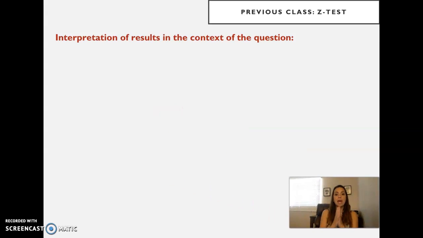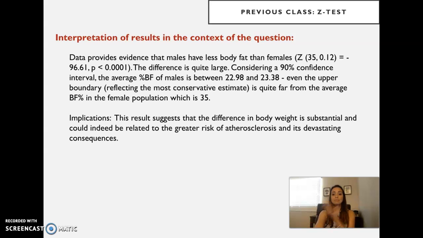Now, I will always ask you from now on to interpret the result in the context of the question that we asked. I want you to be able to look at the results of your statistical analysis and speak about them without using statistical jargon, basically providing a data-based answer to the question. So here is the interpretation. Data provides evidence that males have less body fat than females.